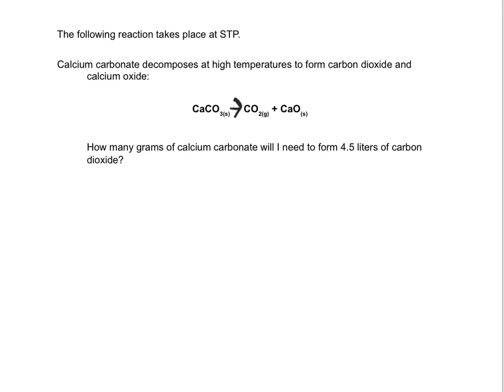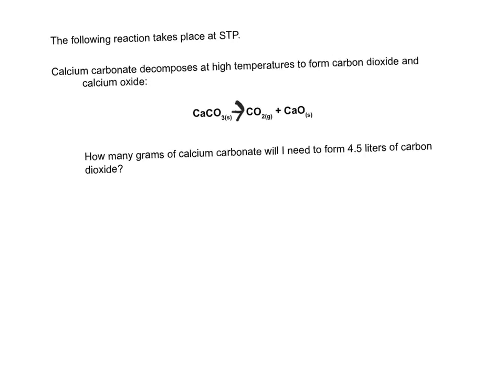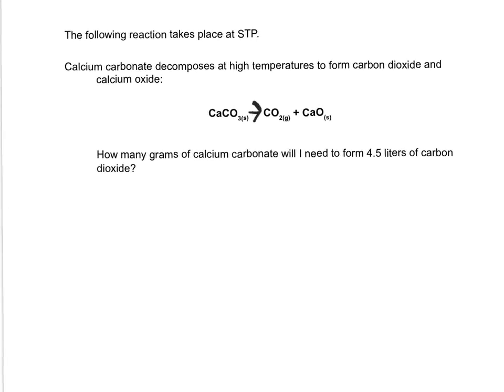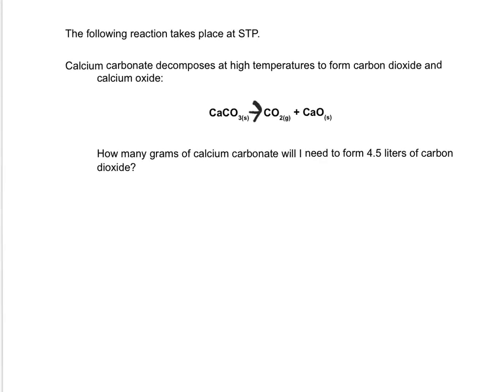The following reaction takes place at STP. Calcium carbonate decomposes at a high temperature to form carbon dioxide and calcium oxide. How many grams of calcium carbonate will I need to form 4.5 liters of carbon dioxide? So now what am I going to do? I have to look at it, make sure it's balanced. It's balanced. Okay, good. I'm going from grams A to liters B, or liters B to grams A. So take what you're given and put it over 1.